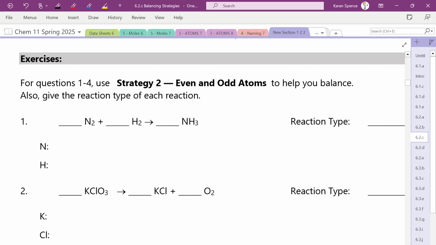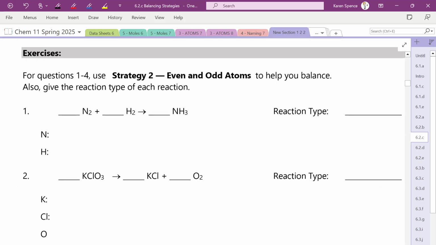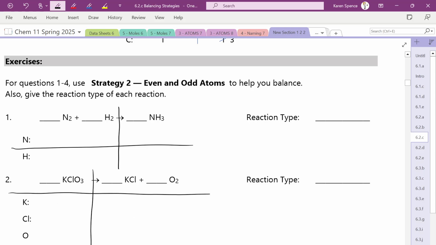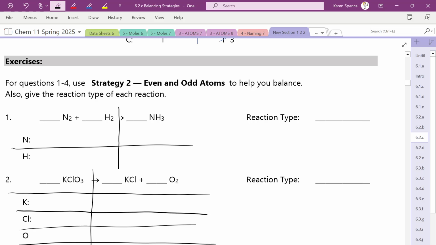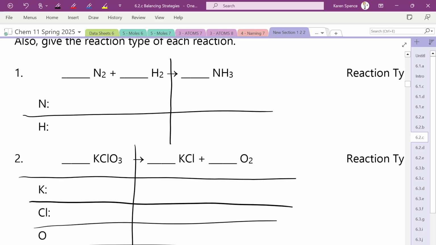So how about you guys try questions 1 and 2 here. So what you're going to do is you're going to balance them. If you want to use the chart, you can go like this. You can say, okay, I'm going to separate my reactants from my products. I got my Ks, I got my Cls, I got my Os. And then you're also going to decide which reaction type do we have here. Okay, so give those, at least the first 2 a try. And then if you want to, you can carry on and do 3 and 4.